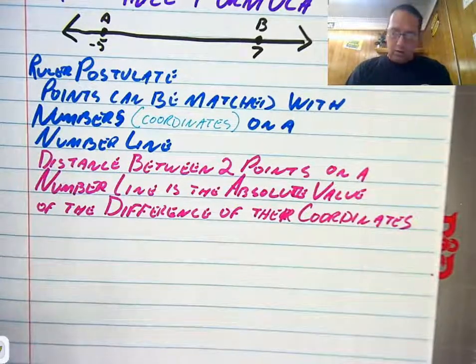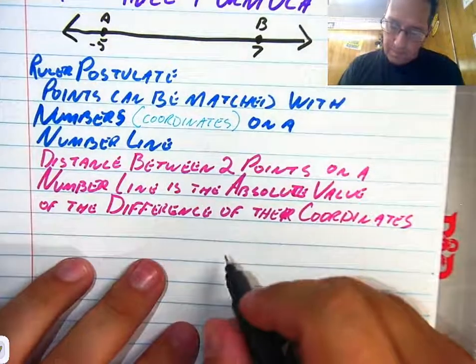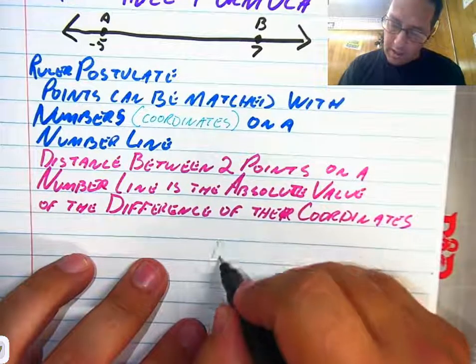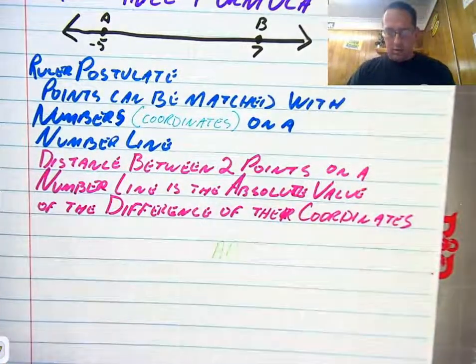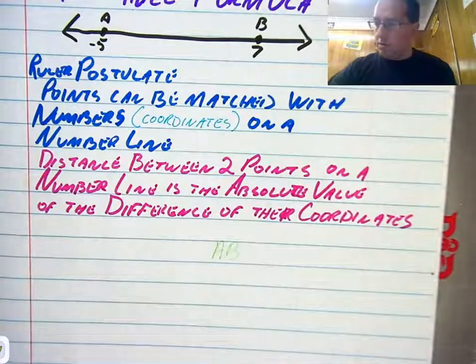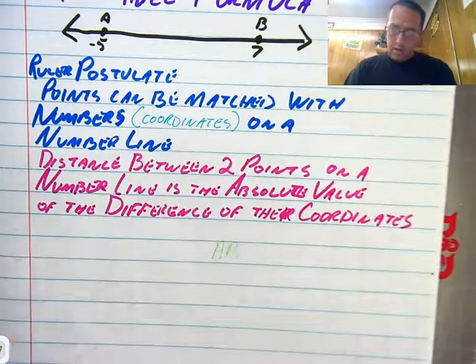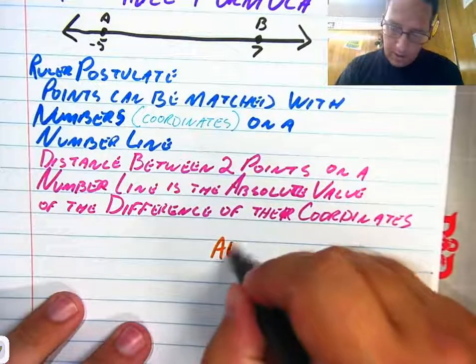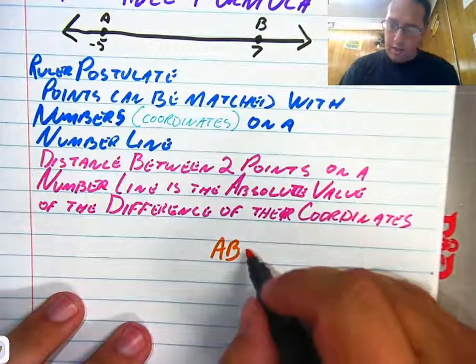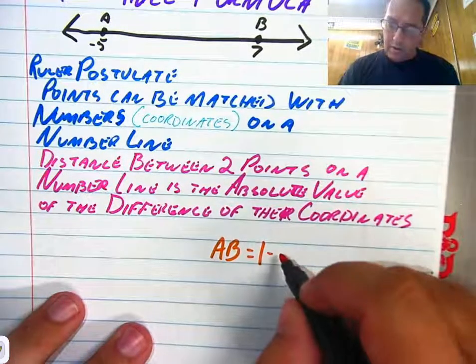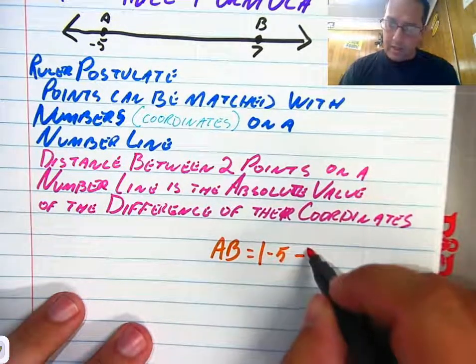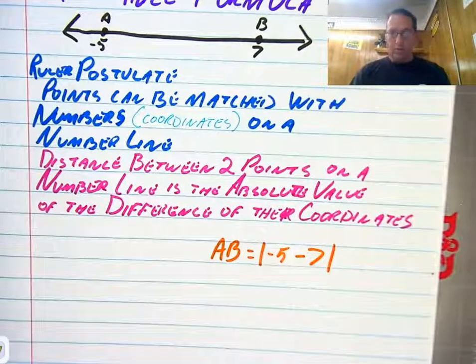All right, so what can we do with this? What we have here is AB. That is a terrible color for this. Let me grab this one. AB equals the absolute value of -5 minus 7.